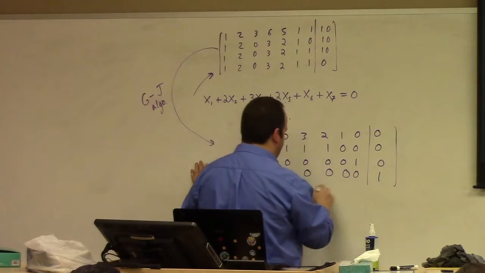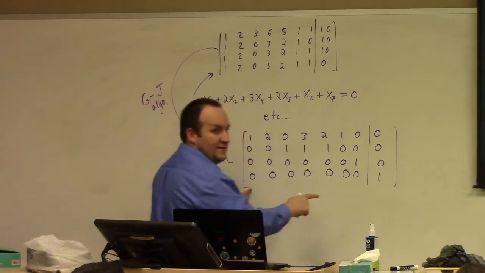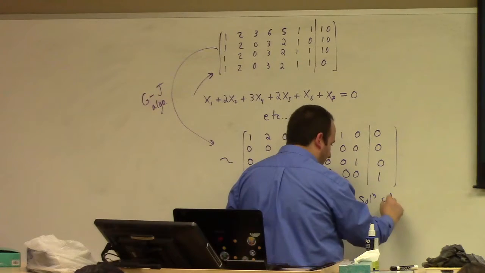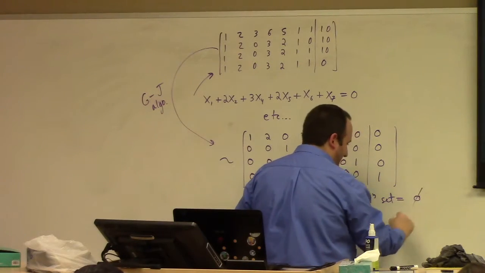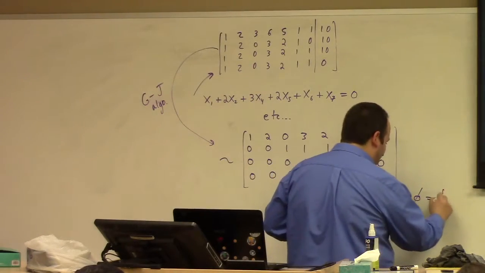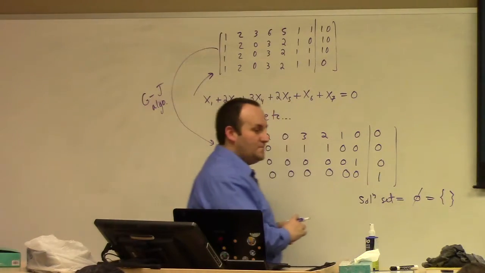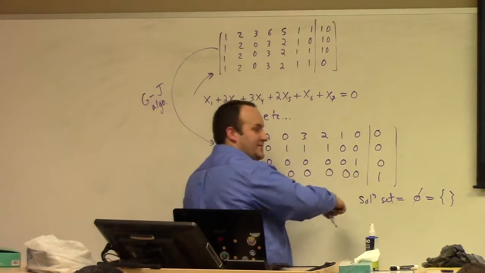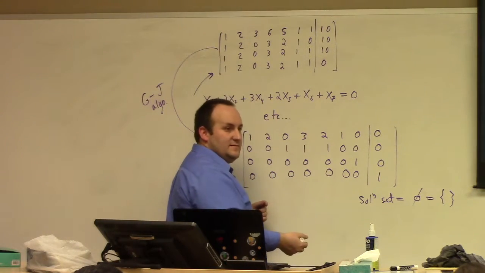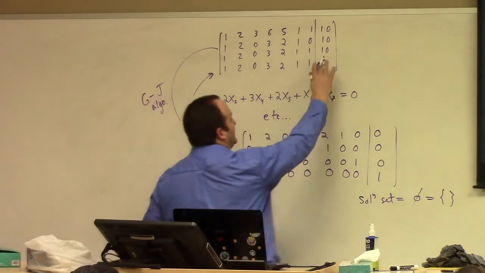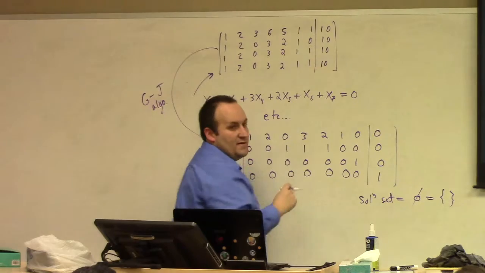Because this last equation, this right here, is death. This means the solution set is actually nothing. It's the empty set. Because this last row says 0 times the variables equals 1, which is no bueno. Now, the way we can fix this is to put a 10 here.